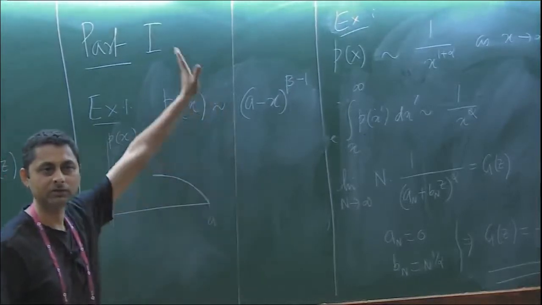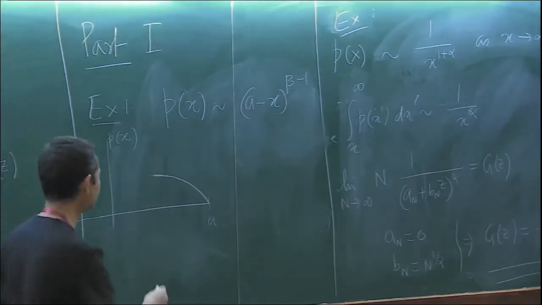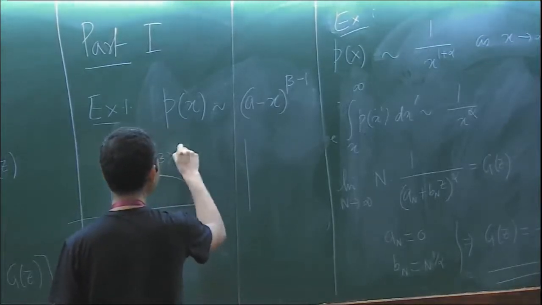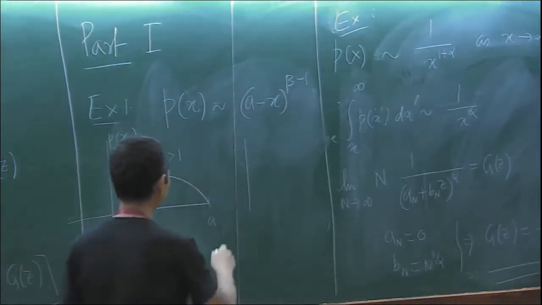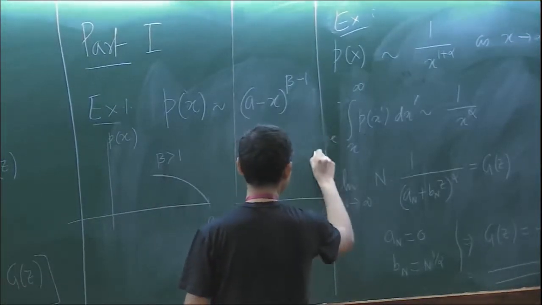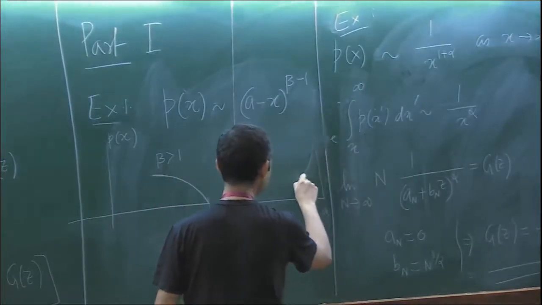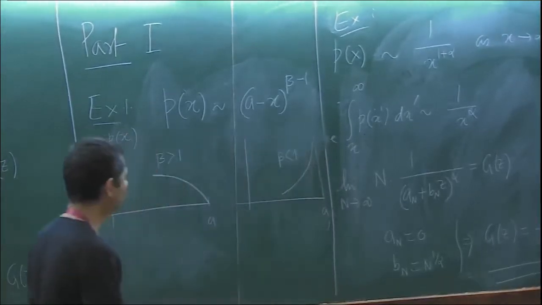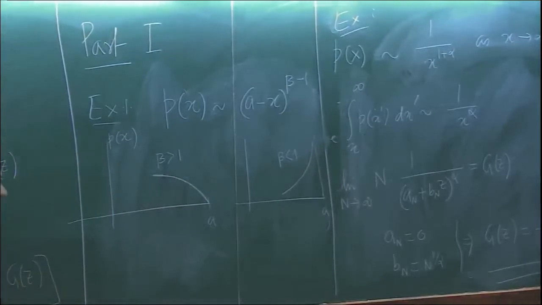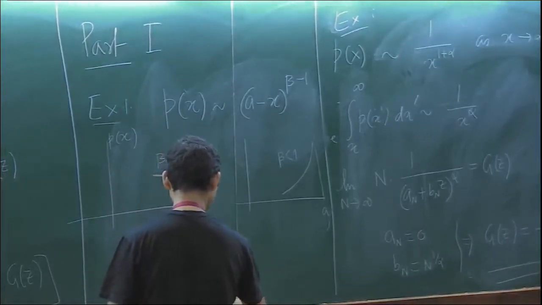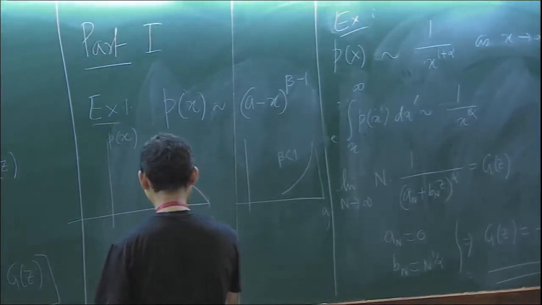If beta is less than 1, it goes like that, right? This can either go like that, so this is the case where beta is greater than 1, or you will have something where beta is less than 1, so this guy can even diverge at A. And beta equal to 1 is just a uniform, right? So this is the case where beta equal to 1.